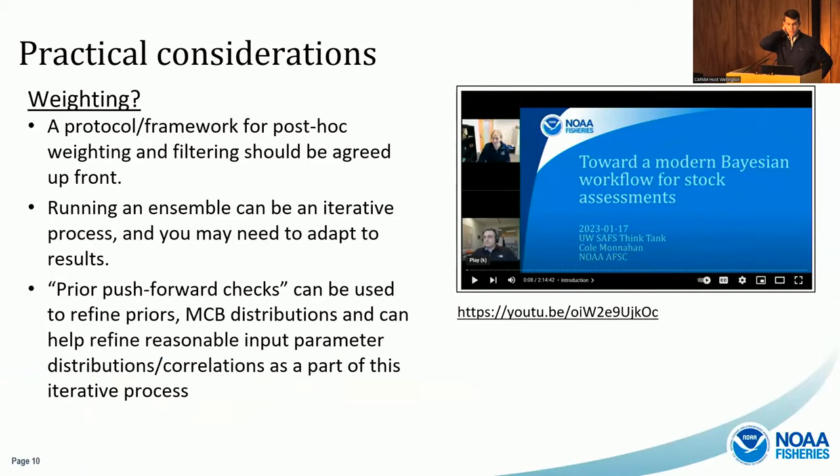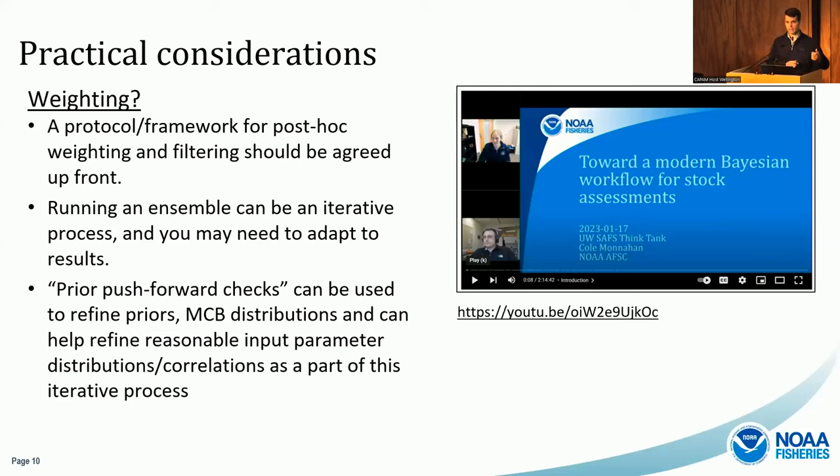It's come up a few times that we need a protocol and a framework for any post-hoc weighting and filtering. And I think it's really important that the framework does get agreed to up front. I think the example from Max, that you don't want any cherry picking of results, is a really good reason why you want this framework in place. As part of that framework, though, I think you have to build in some flexibility to deal with situations that arise. As Phil mentioned, if you've never done an assessment on a particular species before, you might not know how everything is going to work out a priori.